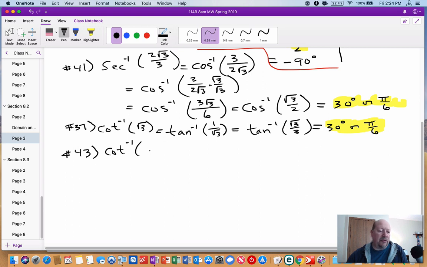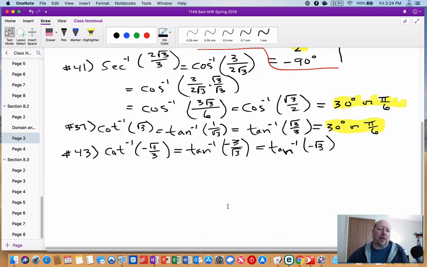So this problem is, what is the inverse cotangent of negative radical 3 over 3? I'm going to cut to the chase here. Of course, I'll change it over to inverse tangent. And then that would be negative 3 over radical 3. If you rationalize that, and this is where I'm not going to show every little step, you will end up with negative radical 3. Okay, so basically we are looking for an angle whose tangent value is negative radical 3.